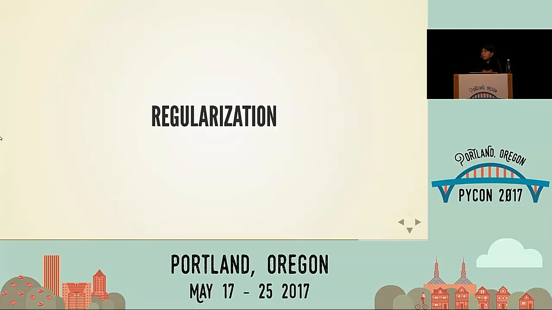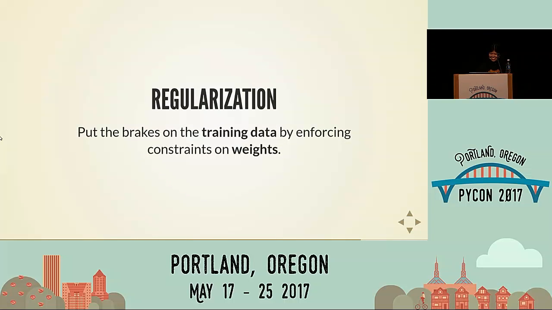So what do we do? We do regularization. The idea behind regularization is this. Up till now, our data has always been in the driver's seat. Whatever the data says goes. If I have an outlier over here, and there's no other data points to argue against it, I'm going to contort my boundary to accommodate that outlier. Now, what we're going to do is put the brakes on the training data using regularization, and we're going to do that by enforcing constraints on the parameters that we learn.